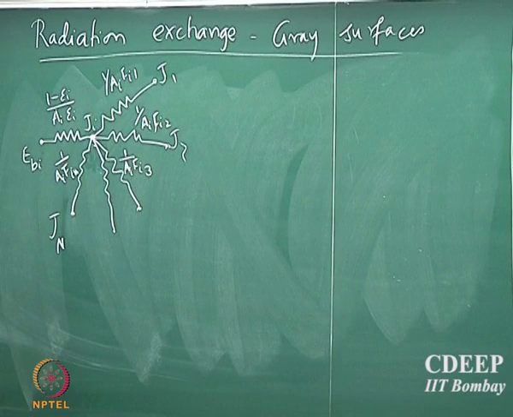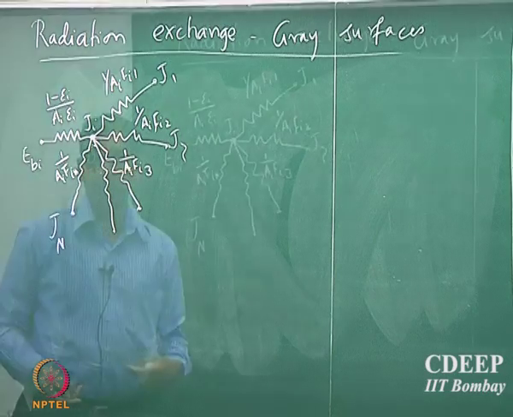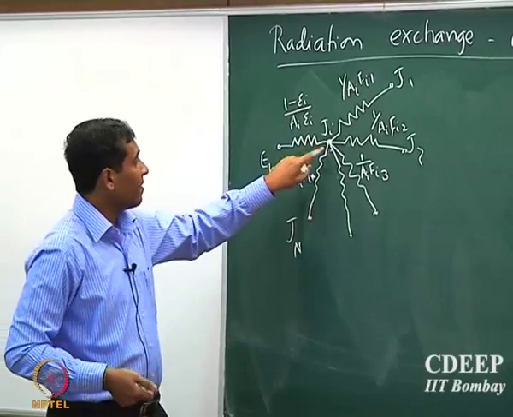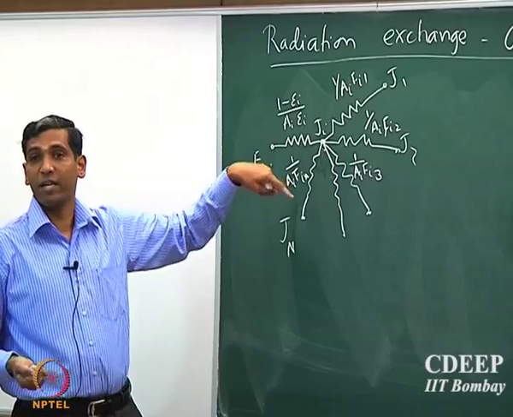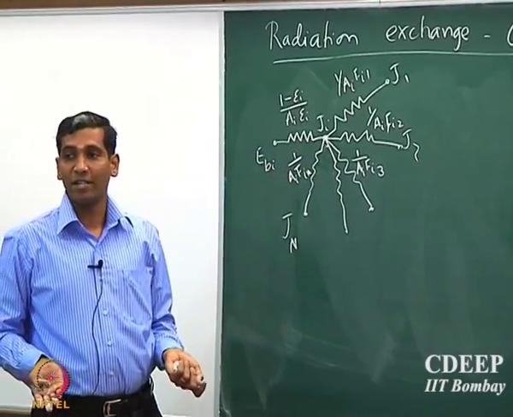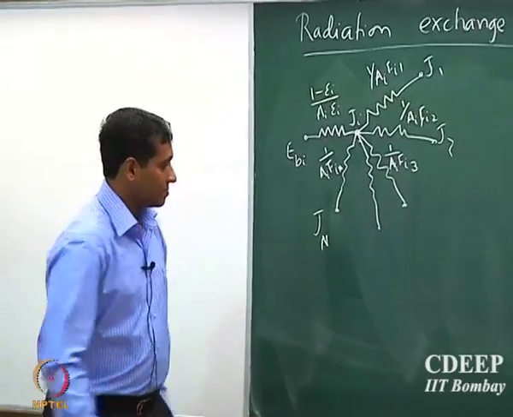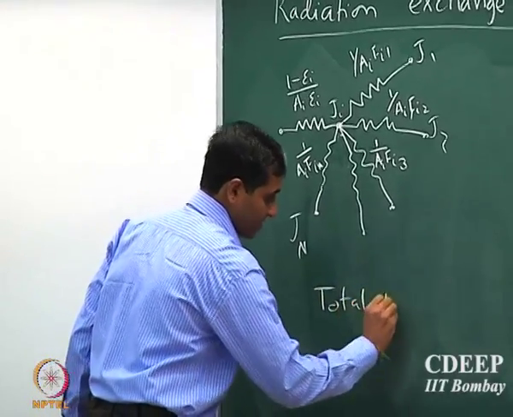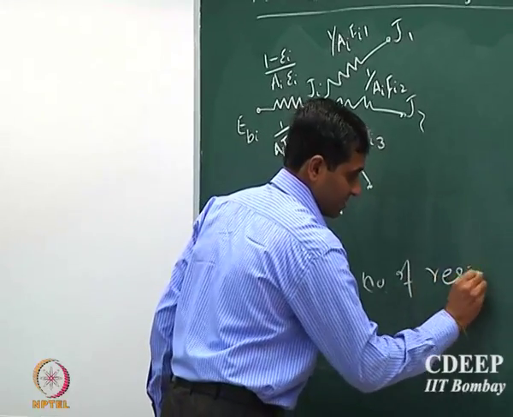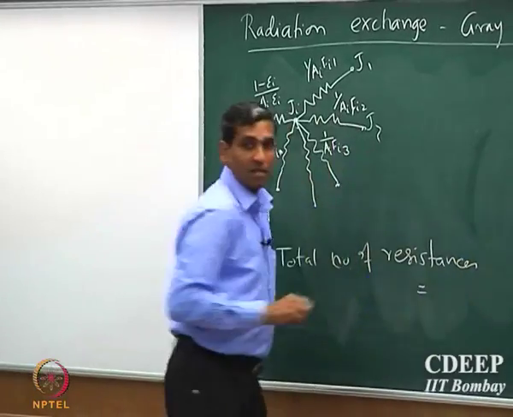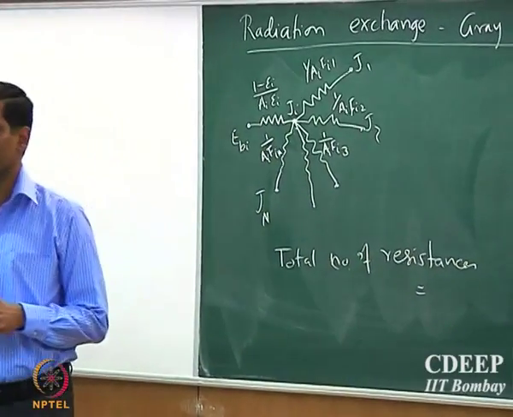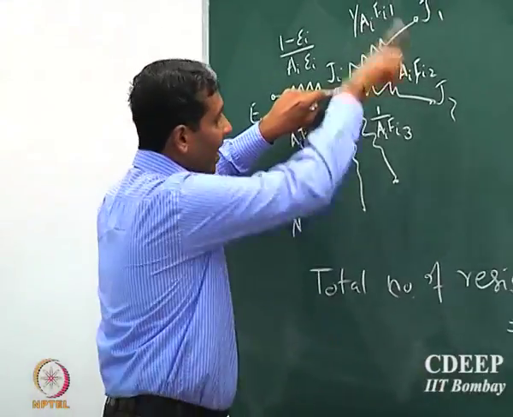One could similarly write the radiation exchange network for all the other surfaces, going from 1 to n. So, in principle, from every node you will have n resistances coming out. So, how many resistances are there in total for this system? Every entity has n of them.